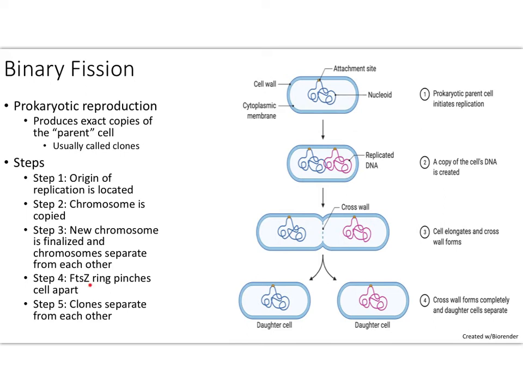So FtsZ, as you remember, is one of the cytoskeletal proteins. And when a bacterium is going through this cell division process, binary fission, that FtsZ ring is created. Basically, a bunch of proteins are put along the center of the cell, and those proteins contract one step at a time. Every time they contract, the ring gets a little bit smaller. And as it gets smaller, the cells start to pinch in the center, and eventually they split into two. So step 5, the clones separate from each other, and you have 2 cells from 1.